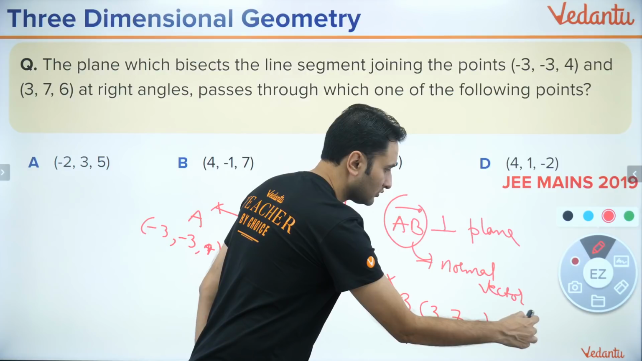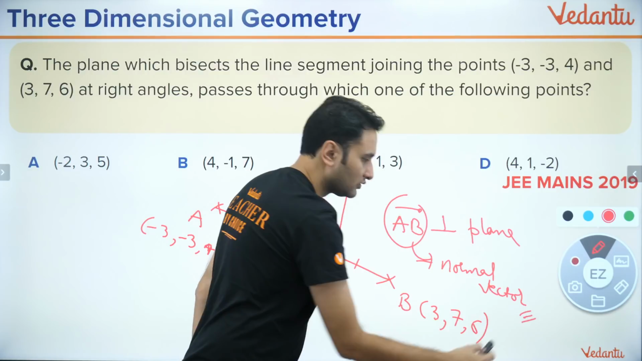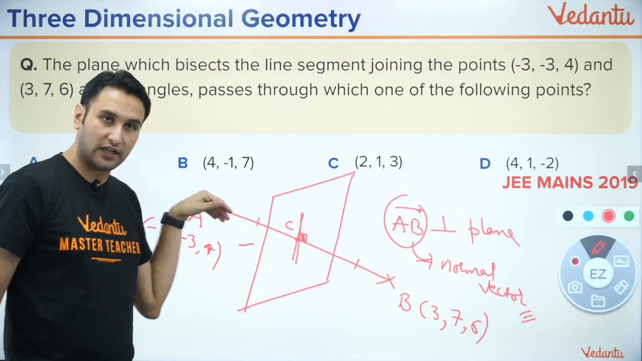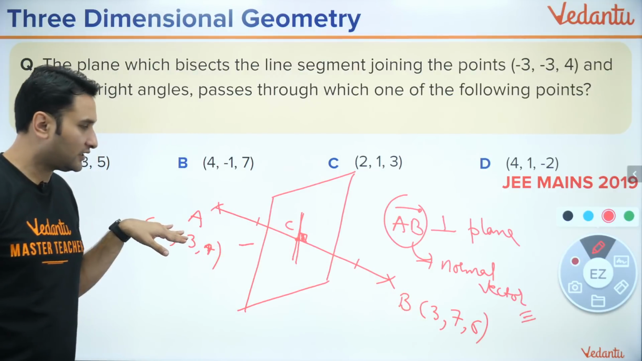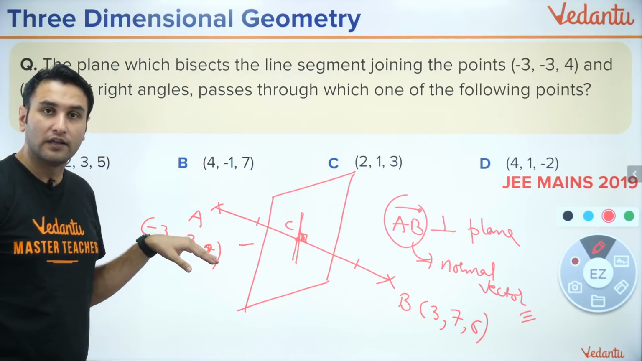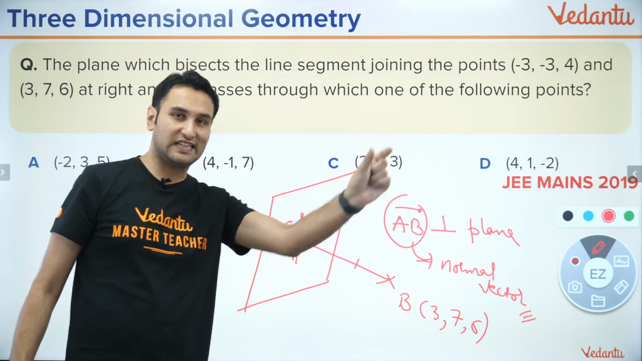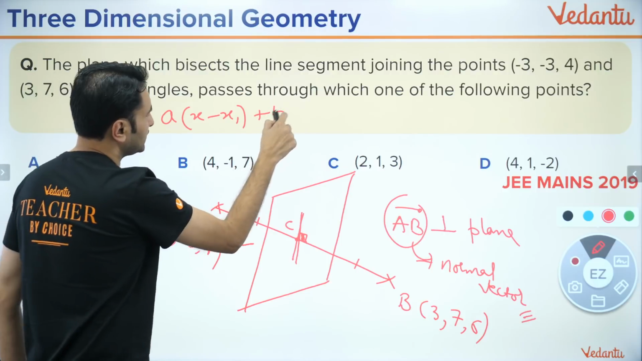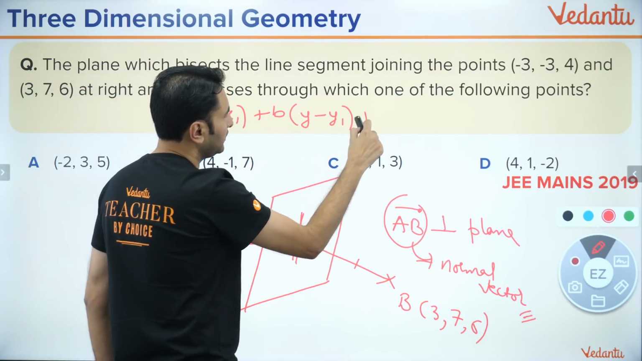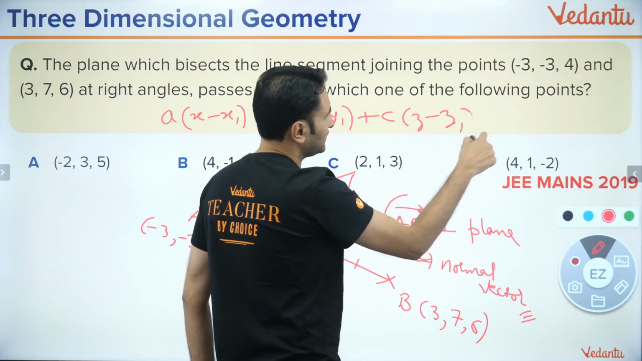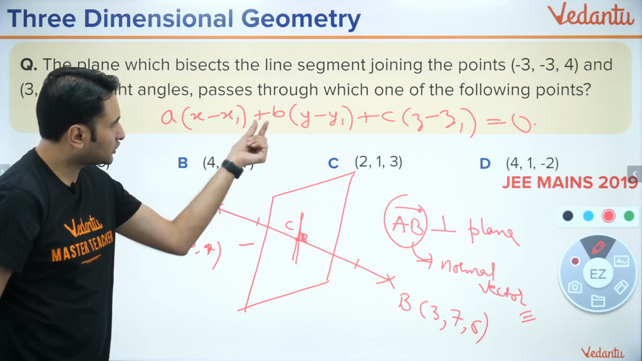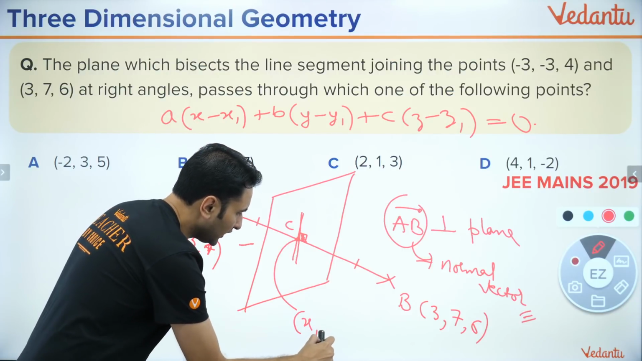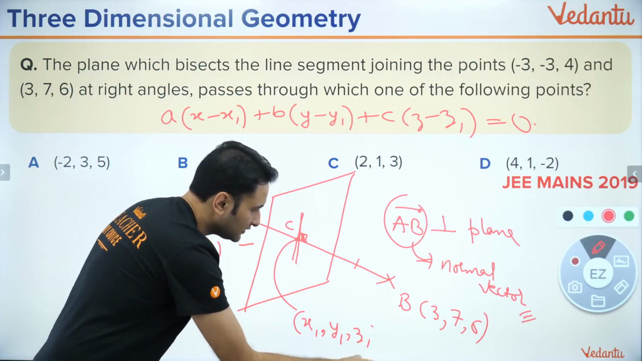Right. So find the AB vector: this minus this. The components of I, J, K in the AB vector, this minus this, for example, will be your A, B, C in the equation A(x minus x1) plus B(y minus y1) plus C(z minus z1) equal to 0. Children, what is x1, y1, z1? The point C. This point C is your x1, y1, z1.